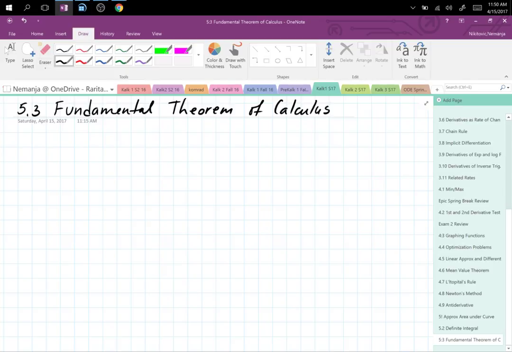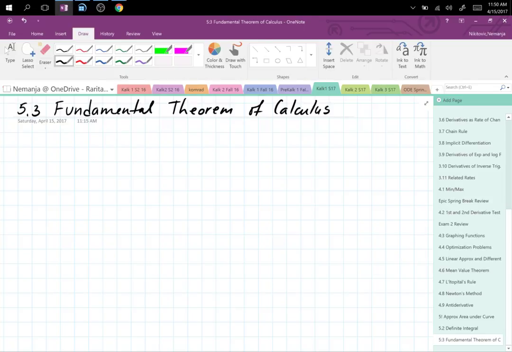Hello and welcome back for the fourth time today. For now, the section 5.3, the fundamental theorem of calculus. This is where the entire course comes together and we understand how these things work together.